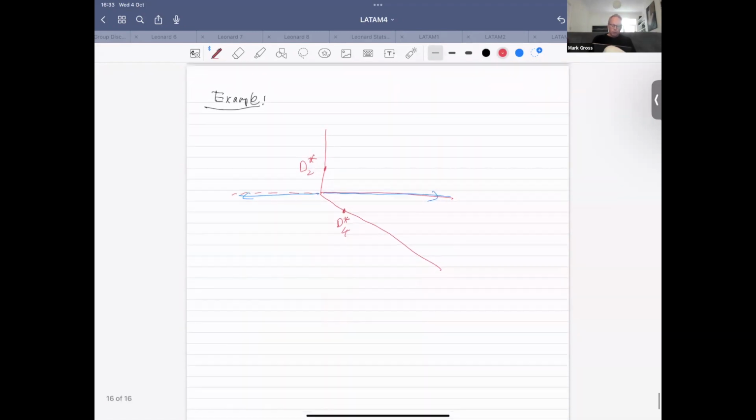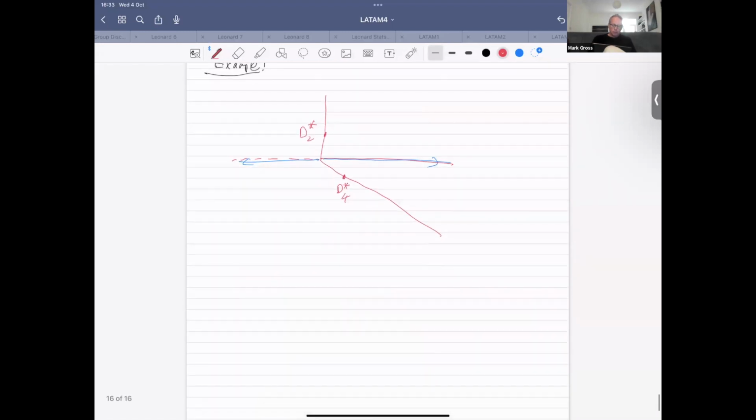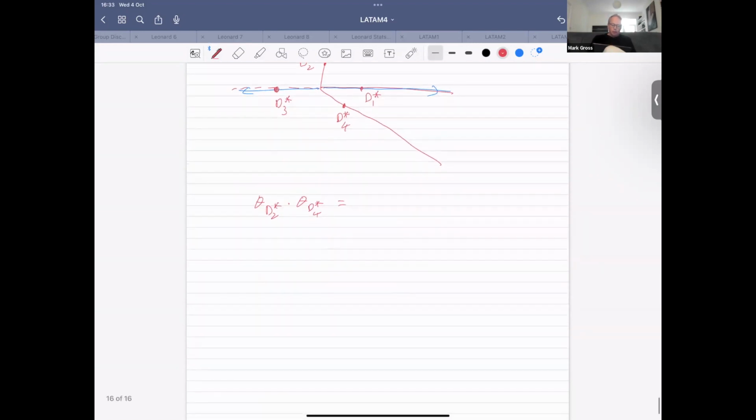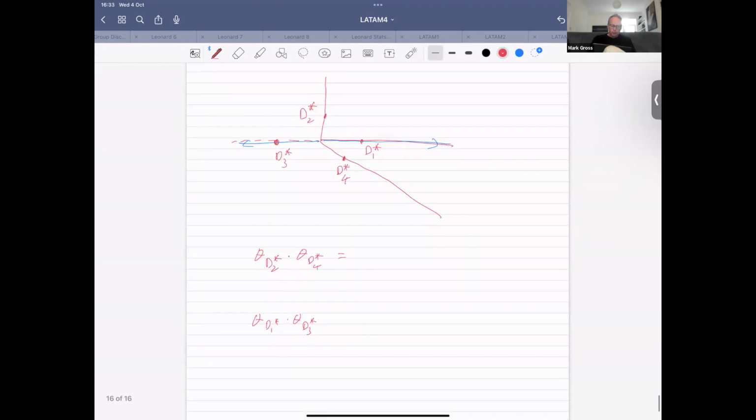D2 star, and I want to compute theta D2 star times theta D4 star. Now, I claim that there are actually two. The other one I want to do first because it's easier: D1 star and D3 star. Let's take theta D1 star times theta D3 star. I claim this is just T to the curve class D2.